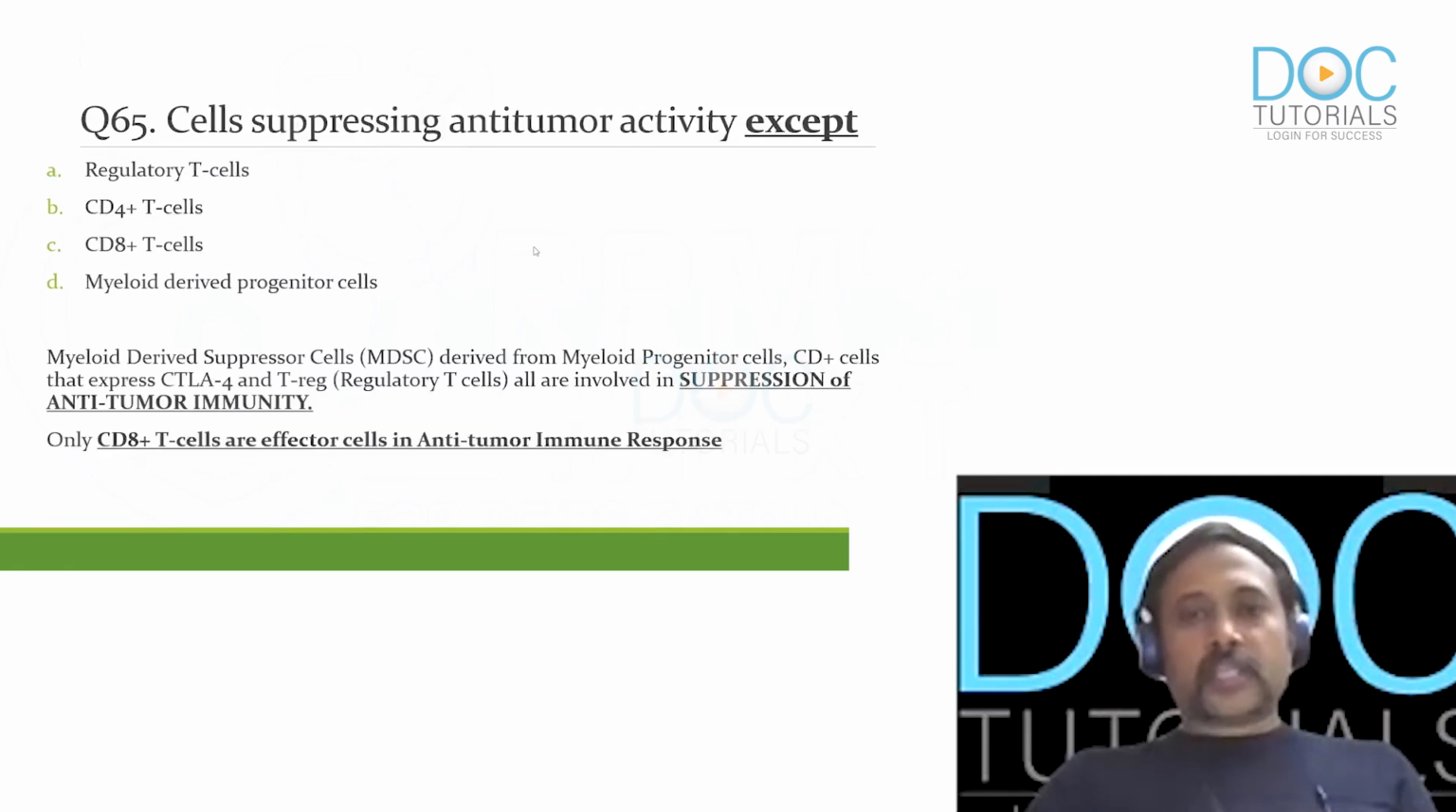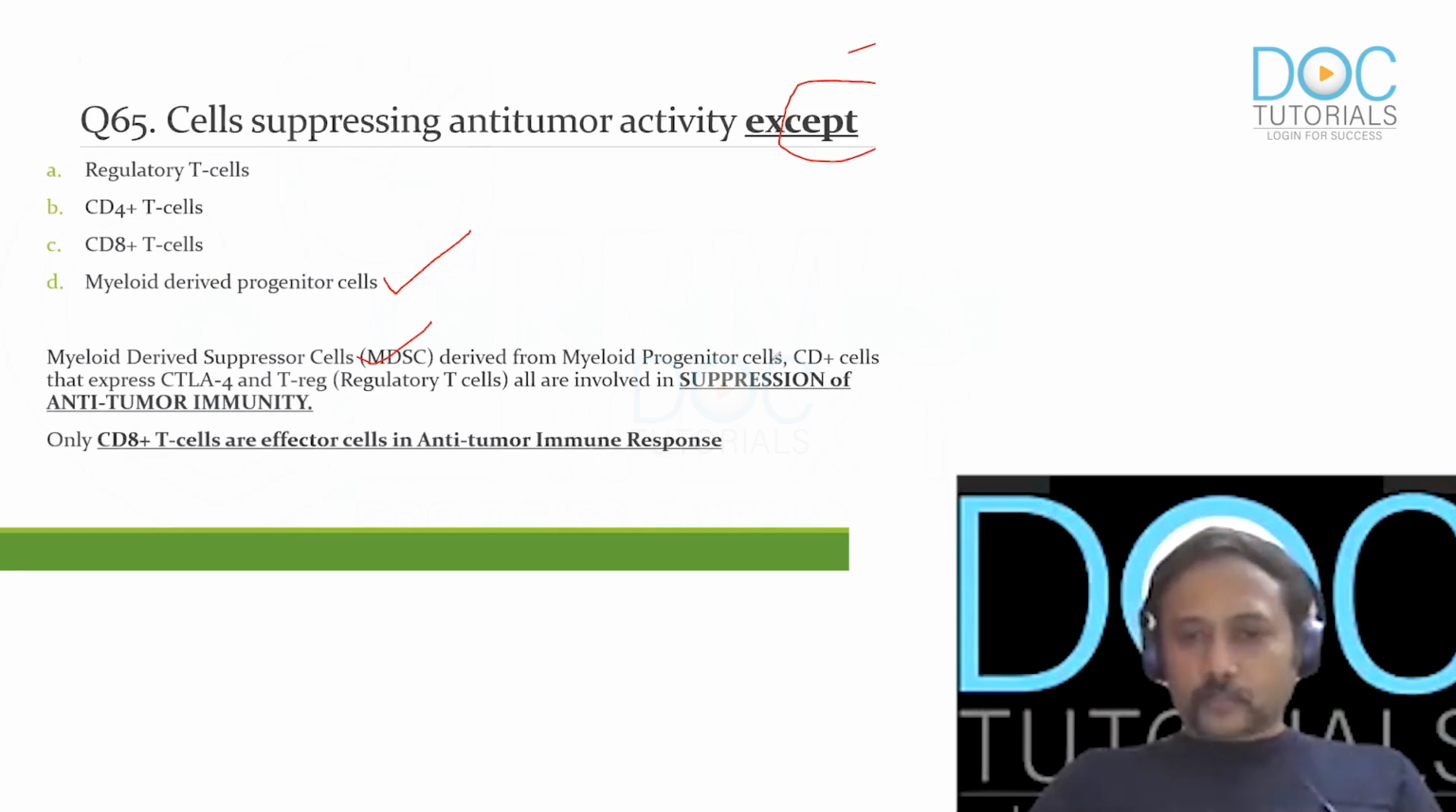Okay, cells that suppress the anti-tumor activity, they are all the following except. Now this is a little tricky question. If the option is given without the except, when you have the options here without the except, then the best possible option will be the myeloid derived suppressor cells. They are the ones that are very involved in the suppression of anti-tumor activity.